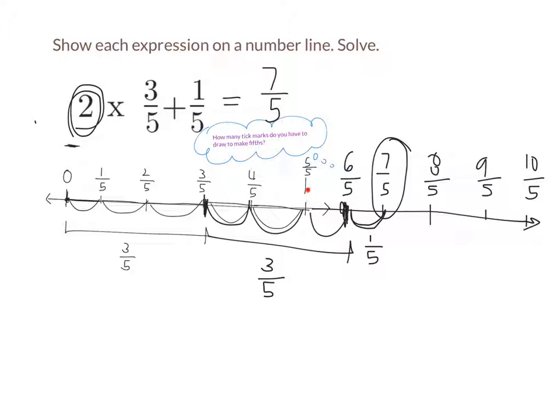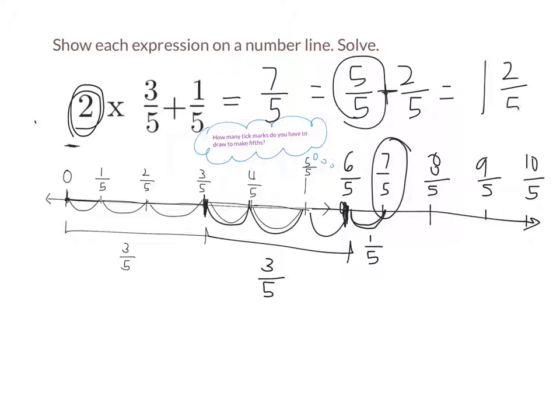Because one whole is equal to how many fifths? So do you agree that 7/5 is the same thing as 5/5 plus 2/5? Do you agree? Yes. And is 5/5 the same thing as 1? Yes. So could I replace this with 1 and 2/5? Yes. And that would be my final answer.